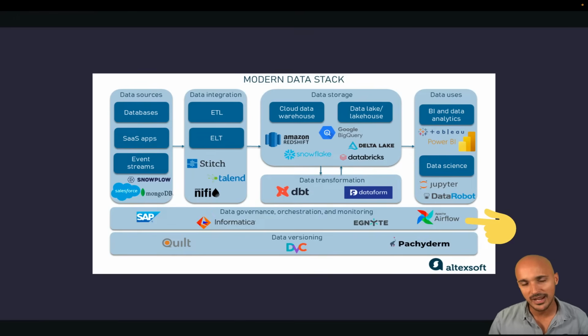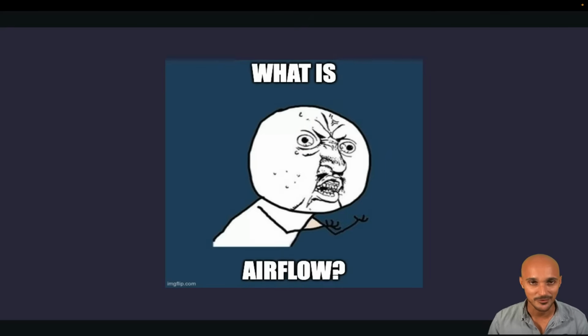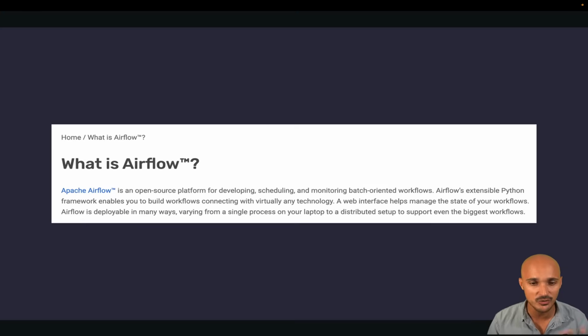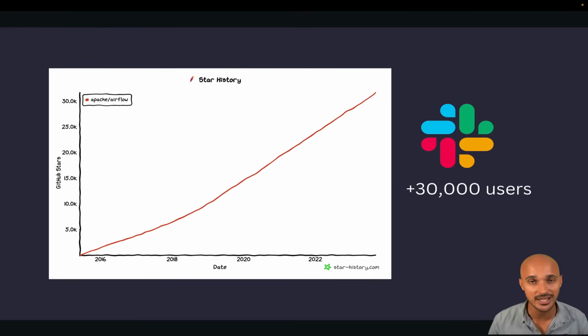So back to Airflow, what exactly is Airflow? Well, looking at the official definition, you will see that Airflow is an open source platform to programmatically author, schedule, and monitor your workflows. It was created in 2014 at Airbnb and has been widely adopted by the data engineering community. The reason for that is because at that time, Airflow was the first orchestrator allowing you to programmatically author your data pipelines. We will see that in a second.